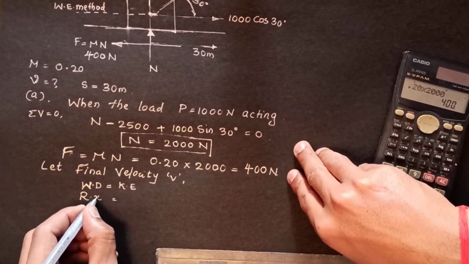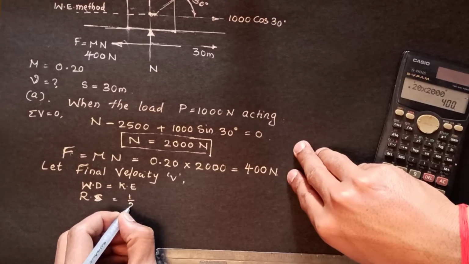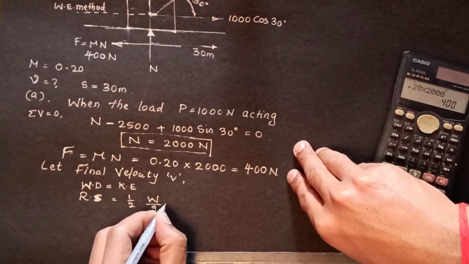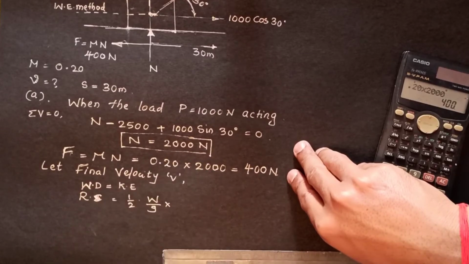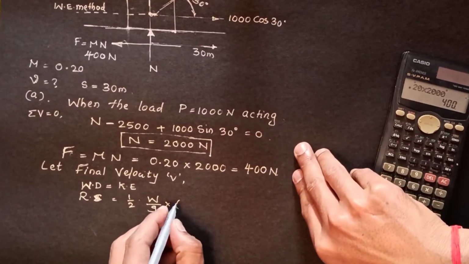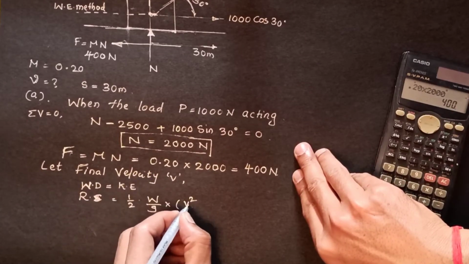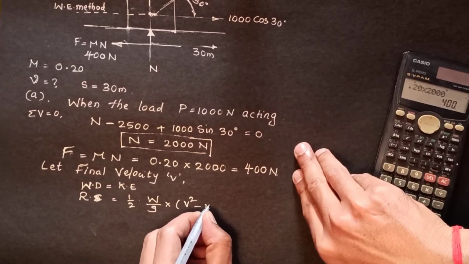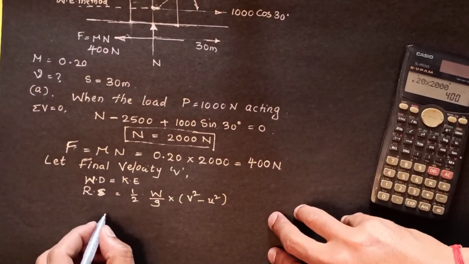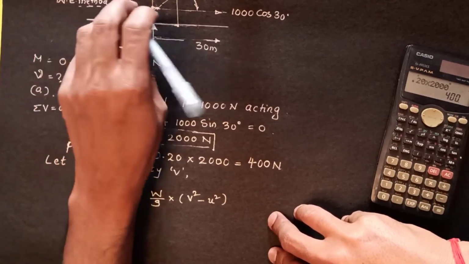So in an equation, I will write down the values. R into S is equal to half, m is nothing but load by gravity, into the velocity. Here we have the initial and final velocity, so we can write the final kinetic energy minus the initial kinetic energy, that is v square minus u square. Here R is the horizontal forces. So what are the horizontal forces?